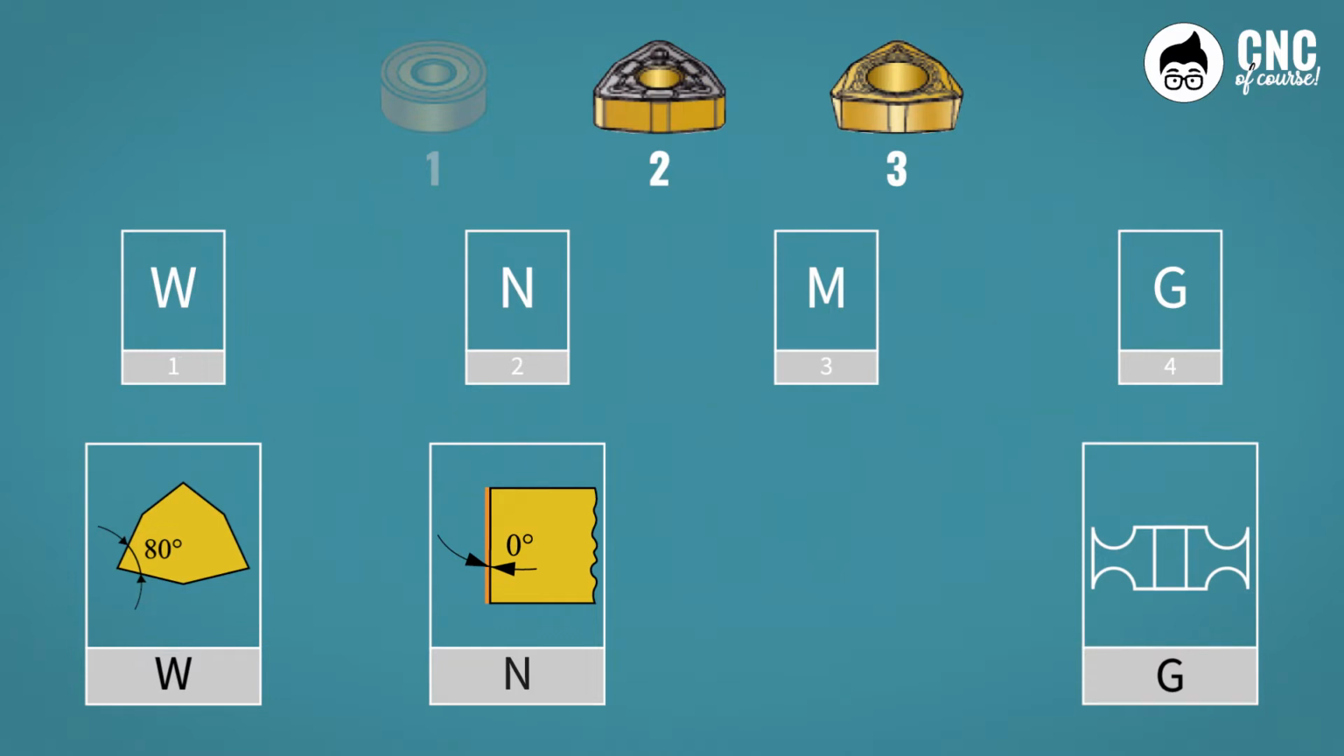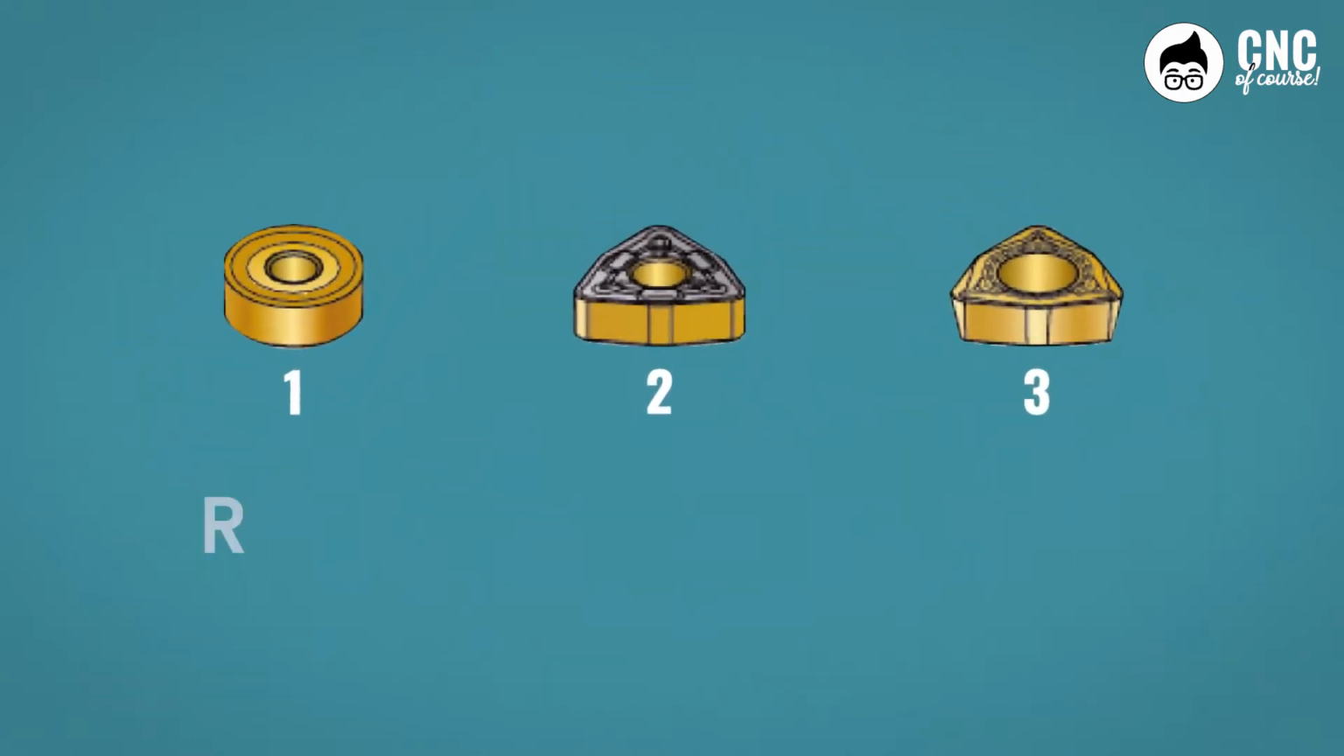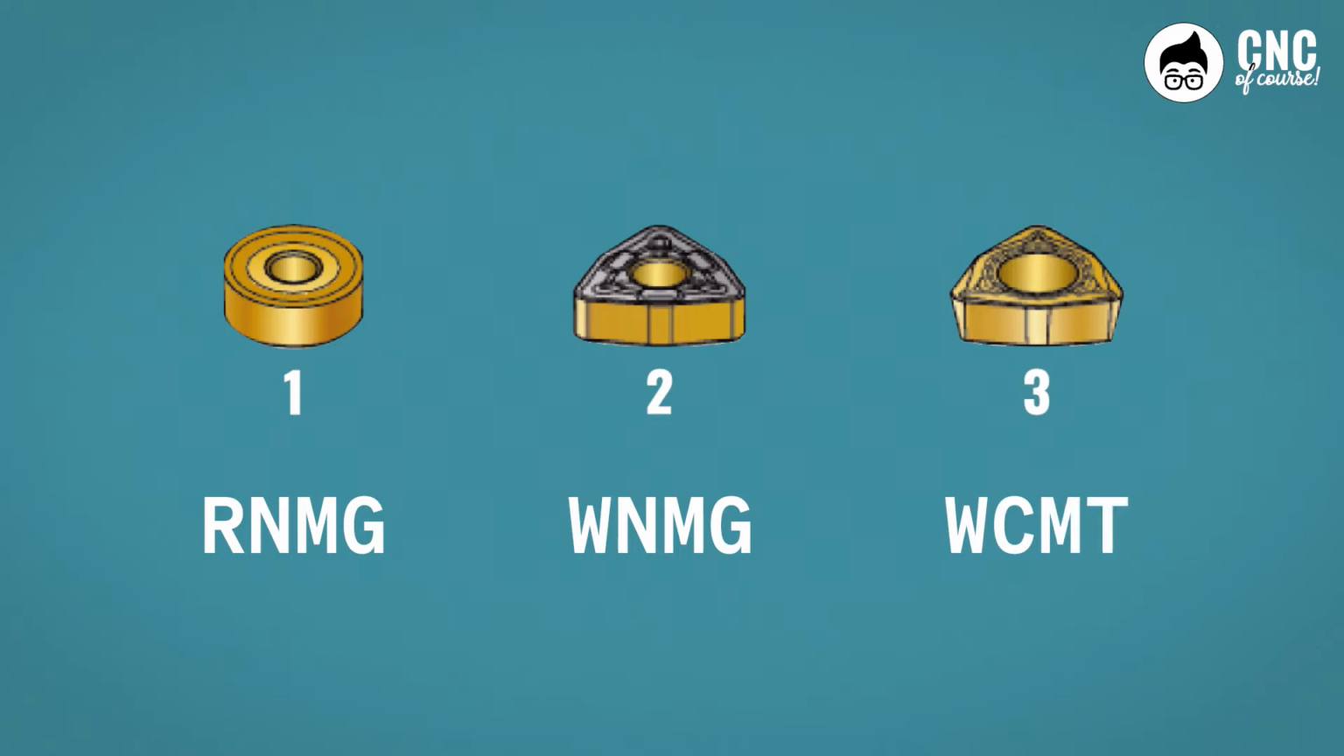Finally, a consideration on the third letter, M. It is the same for all 3, since it is the most popular tolerance class, but in any case, you could not have understood it from the drawing alone. So the first insert is an RNMG, a round R shape with a 0 clearance angle, the second is WNMG, and the third is WCMT.